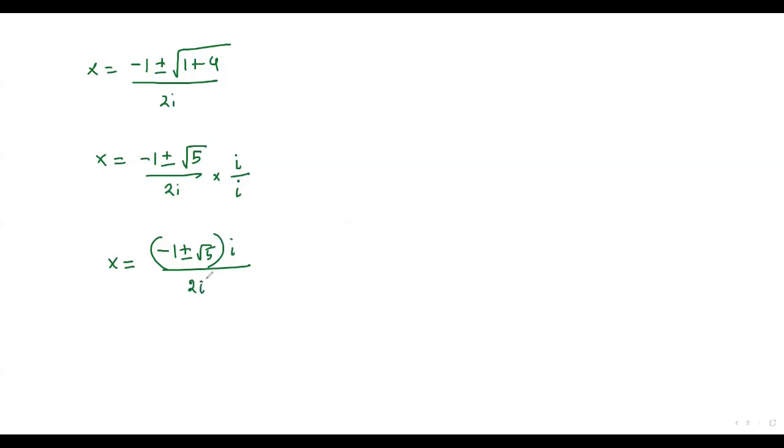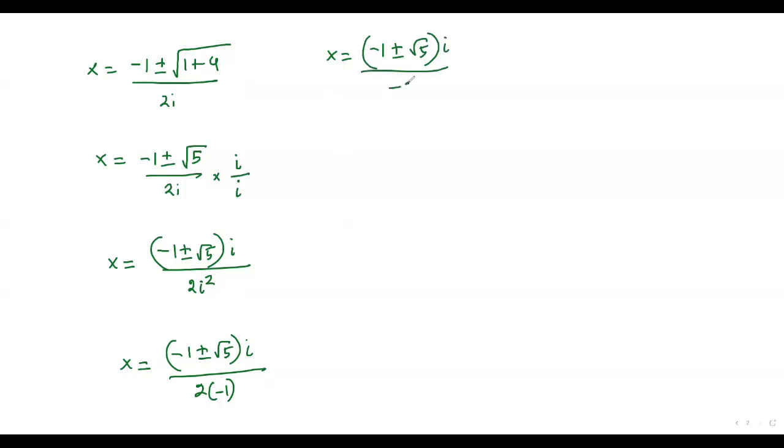Let me write it. x equals negative 1 plus or minus square root of 5 times i over 2 times the value of i square, which is just negative 1. We can plug in negative 1 for i square over here. Then I'm getting x equals negative 1 plus or minus square root of 5 times i over, so 2 times negative 1 is negative 2. So now we can split up.